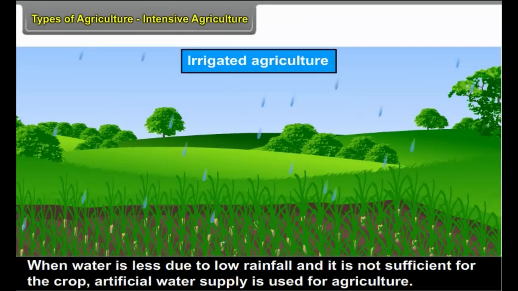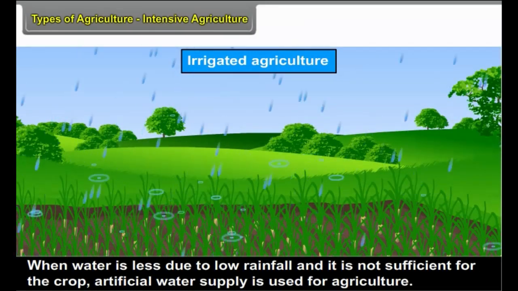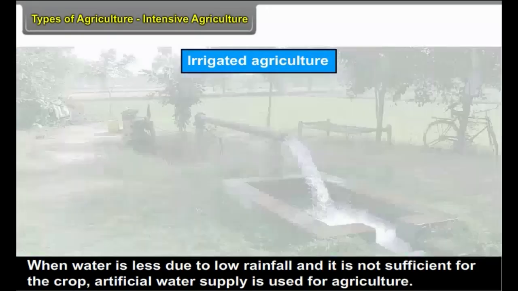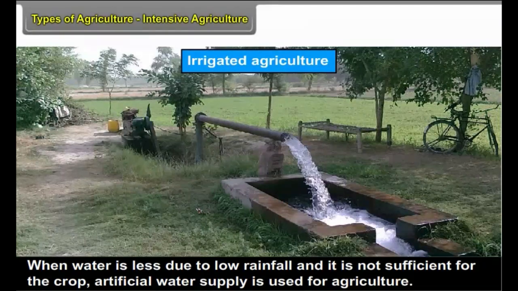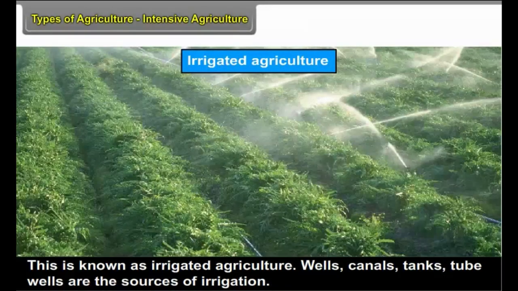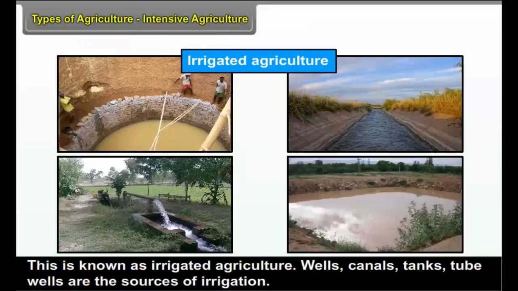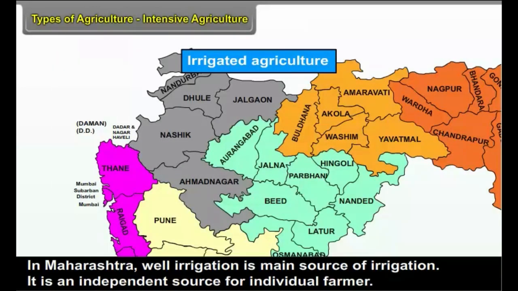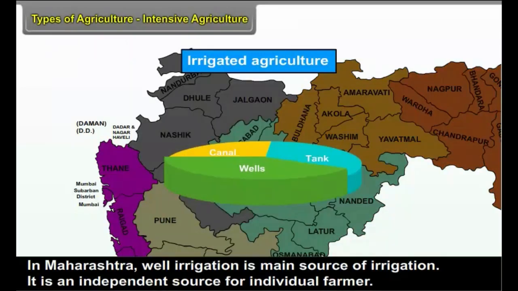Irrigated agriculture. When water is less due to low rainfall and it is not sufficient for the crop, artificial water supply is used for agriculture. This is known as irrigated agriculture. Wells, canals, tanks, tube wells are the sources of irrigation. In Maharashtra, well irrigation is the main source of irrigation.